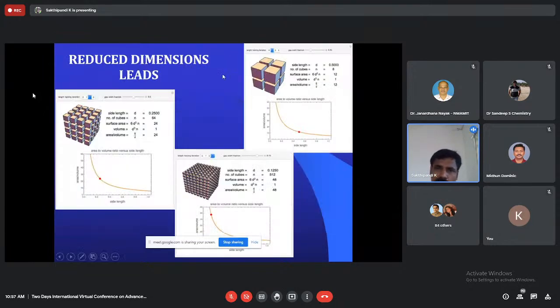So that is a flow chart showing how the bulk material is converted. The same cube is converted into 8 cubes, meaning the surface area will be 12. The same cube converted into 64 means that area will be 24. Again, this will be 48.